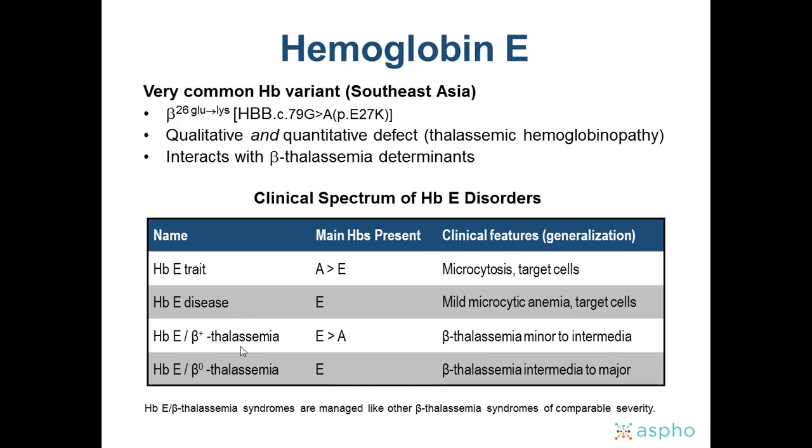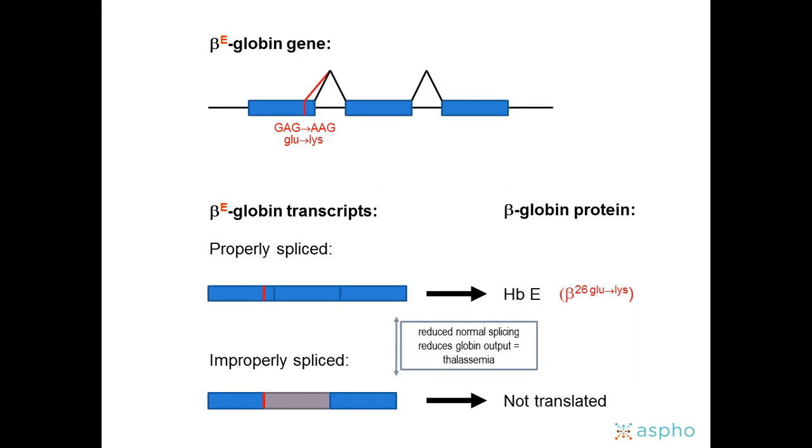Even E beta plus thalassemia tends to be mild, but it depends on the severity of that beta plus mutation. E beta 0 thalassemia can give you an E beta thal intermediate or major phenotype. And so here, hemoglobin E disease is mild, but E beta 0 thalassemia is clinically significant. Now, why is it thalassemic and a structural variant?